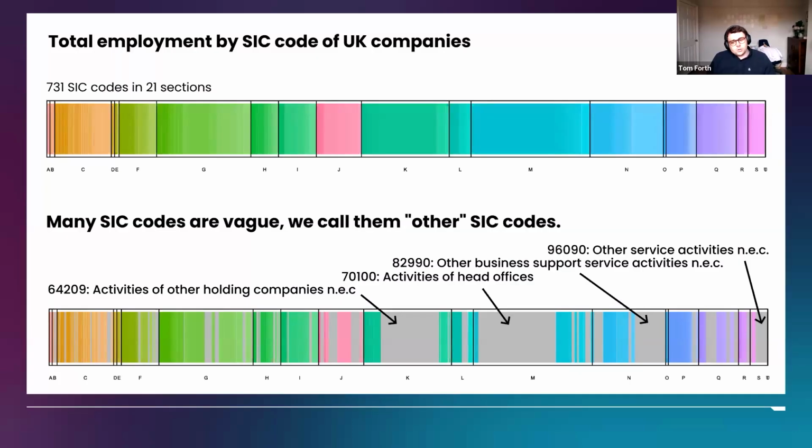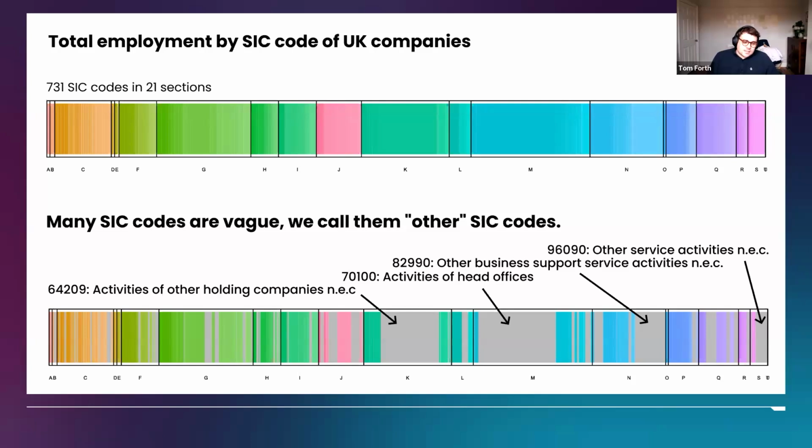And then this is a broad look at just how big the problem is that we are fixing. So all UK companies, almost all UK companies, have a SIC code. They are split into 731 SIC codes that group into 21 sections. So the A, B, C, D, they are primary production, mining, fisheries, manufacturing. And as you get over to the right-hand side, you get closer to health, education, general services.